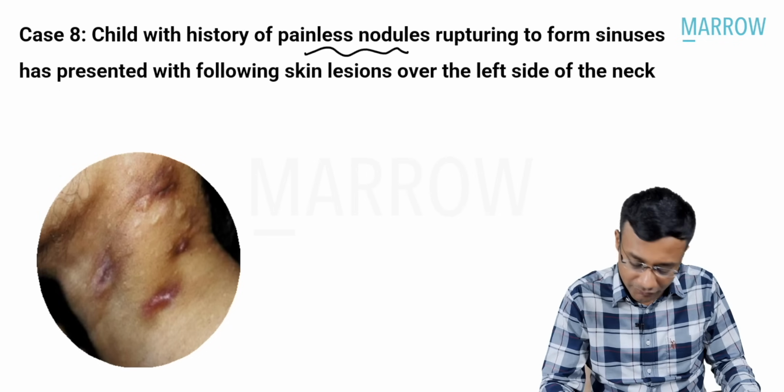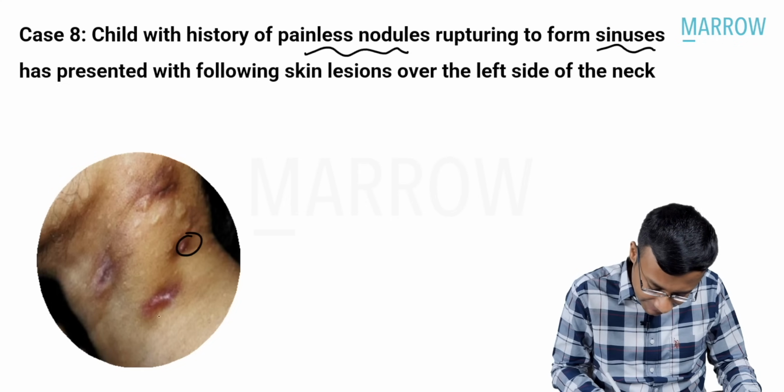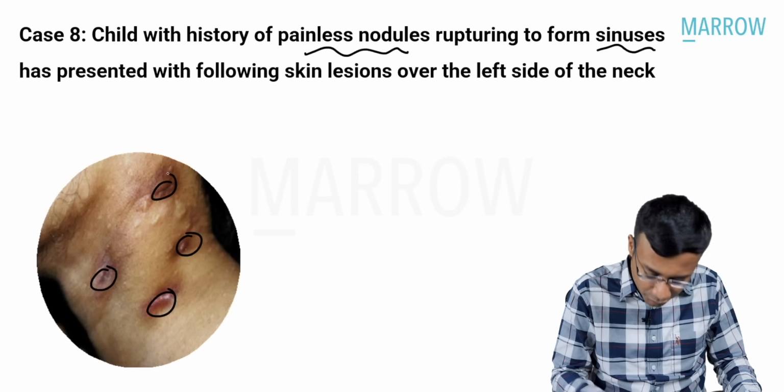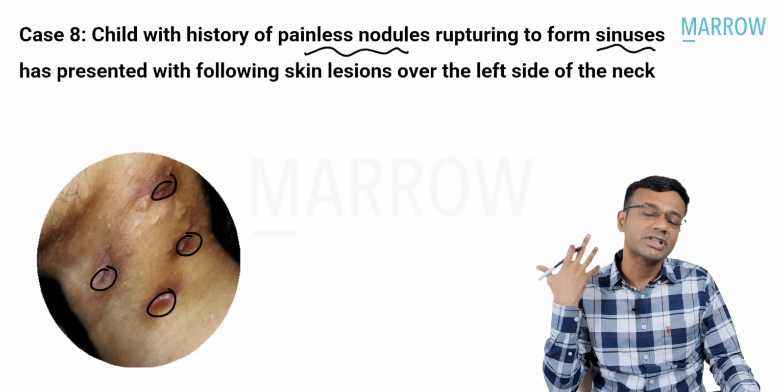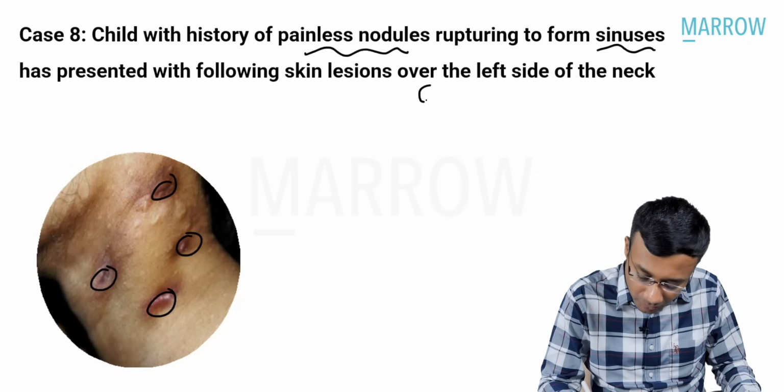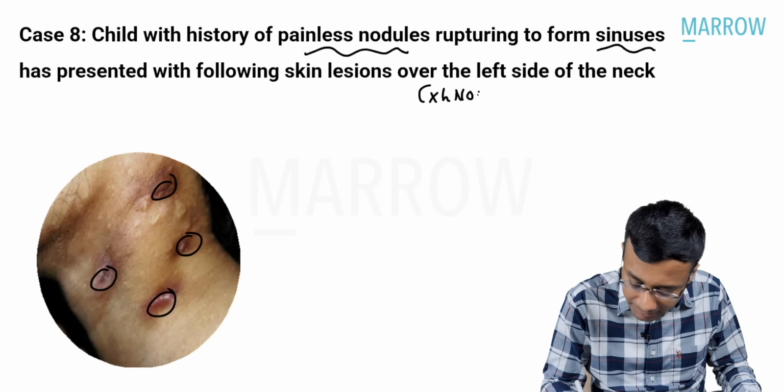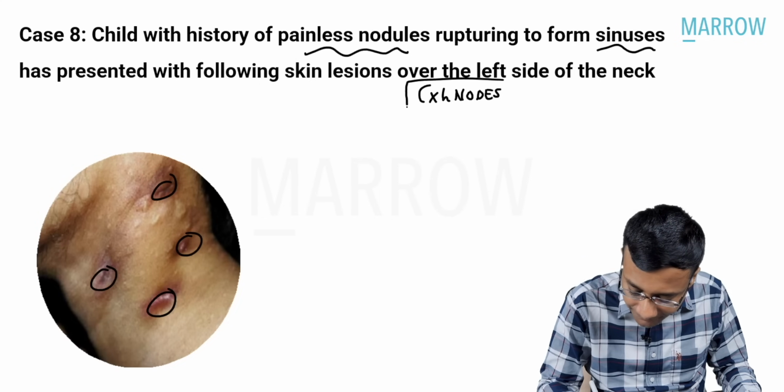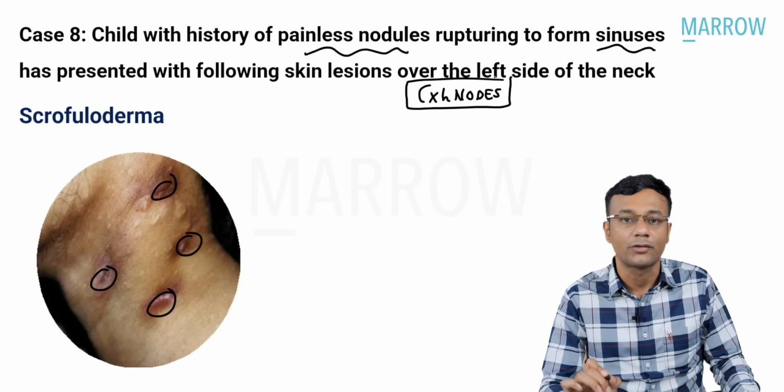Next is a case of a child who presented with history of painless nodules. These nodules ruptured to form sinuses, and you can see some sinuses and skin lesions over here. There are a few fibrotic scars as well. If they show you a picture of the neck, they're probably talking about cervical lymph nodes being the focus of infection in this condition. This condition is known as scrofuloderma.